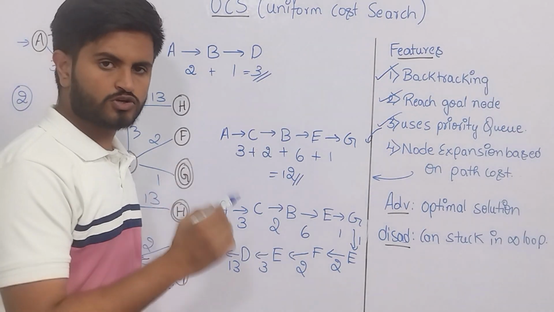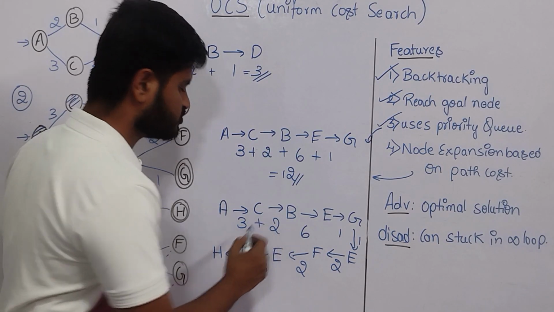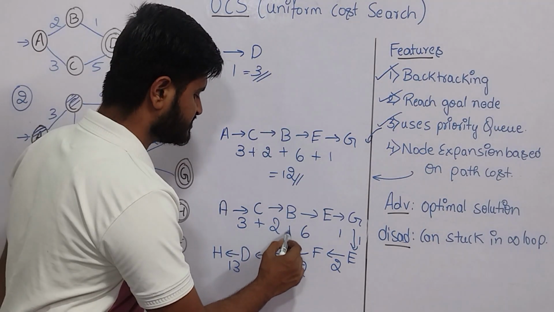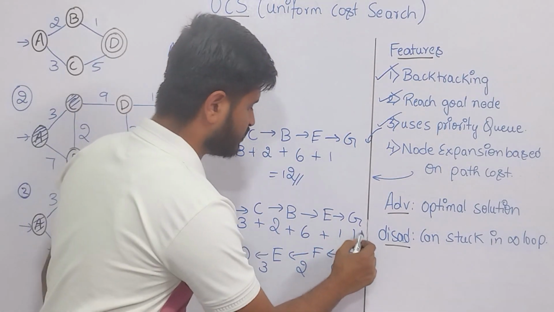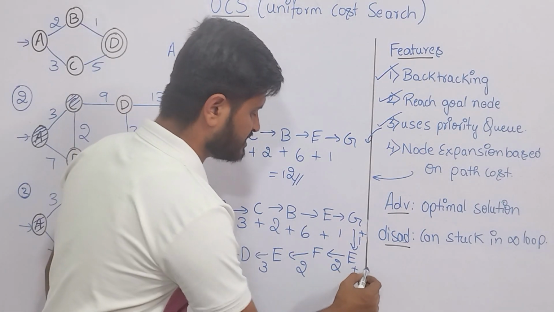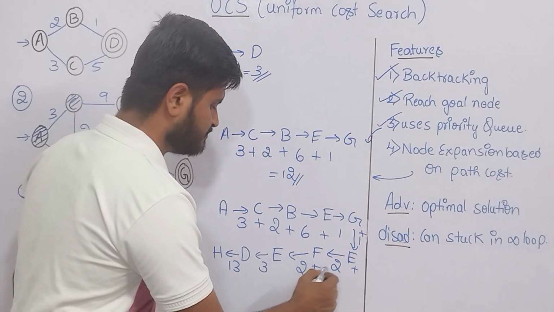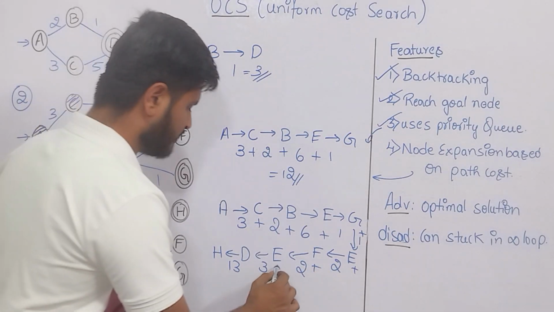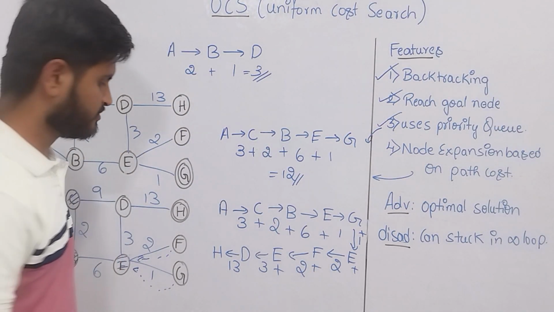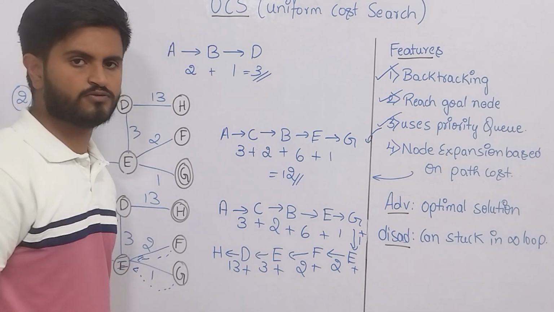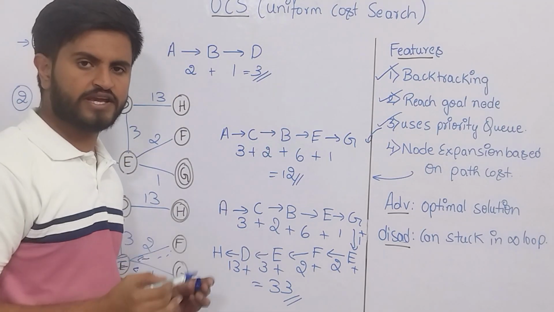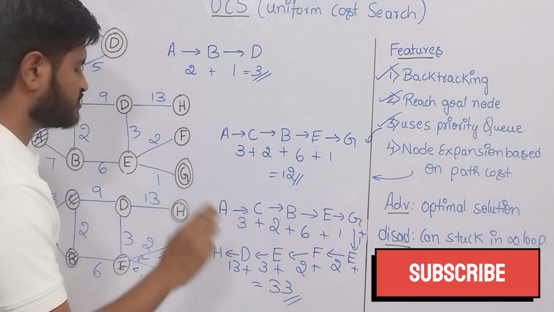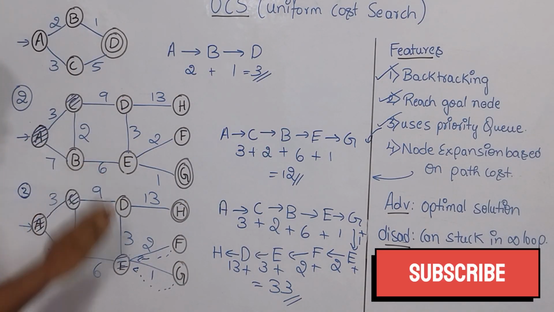So let's find the total path cost. 3 plus 2 will be 5, 5 plus 6 will be 11, 11 plus 1 will be 12, 12 plus 1 will be 13, 13 plus 2 will be 15, 15 plus 2 will be 17, 17 plus 3 will be 20, 20 plus 13 will be 33. Now we got the final path cost, that is the least cost path, using the backtracking technique.